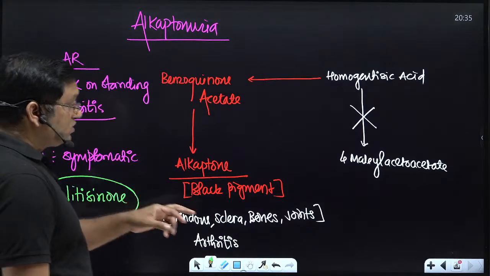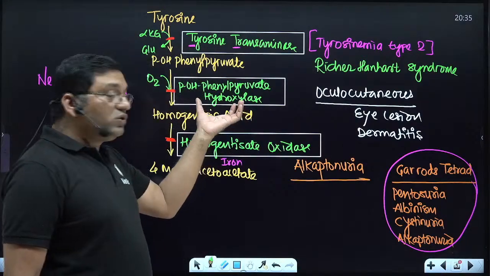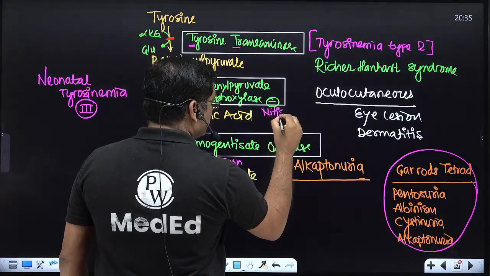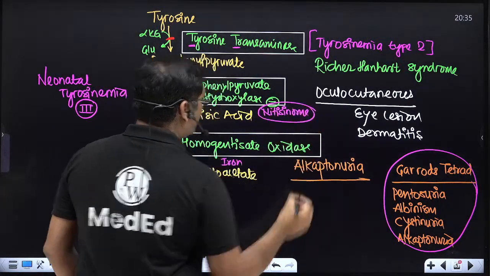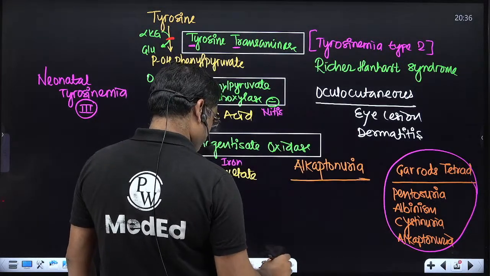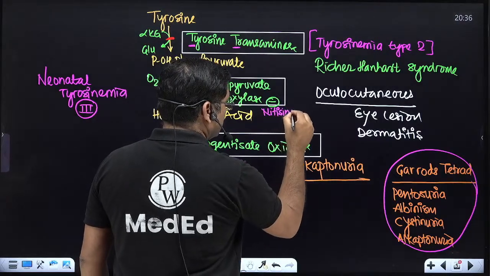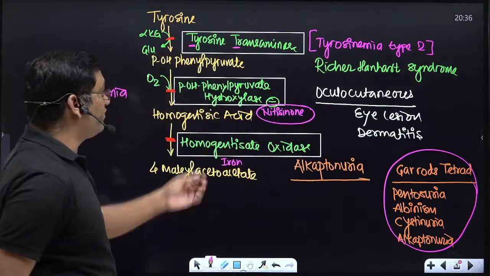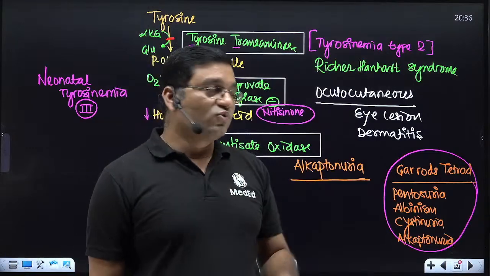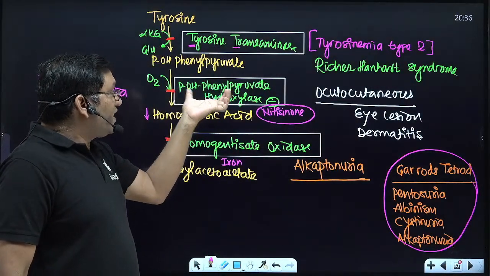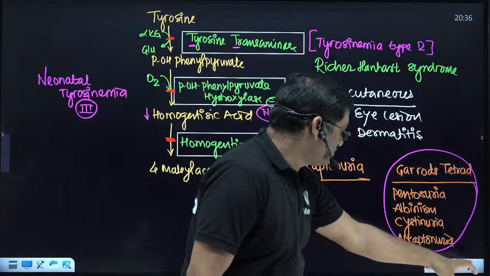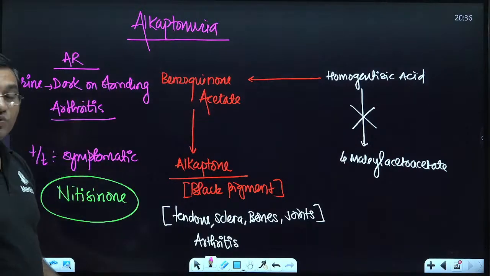What is the mechanism of nitisinone? See, this is the pathway. This drug nitisinone inhibits para-hydroxyphenylpyruvate hydroxylase and decreases the production of homogentisic acid. So it reduces the symptoms of alkaptonuria. Accumulated homogentisic acid will be less. So this is the drug given in the treatment of alkaptonuria, nitisinone.